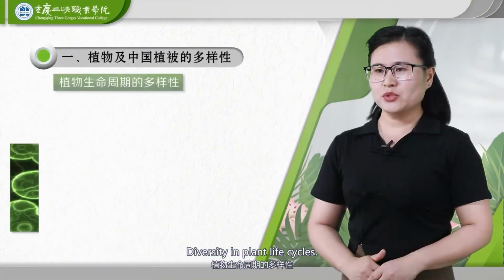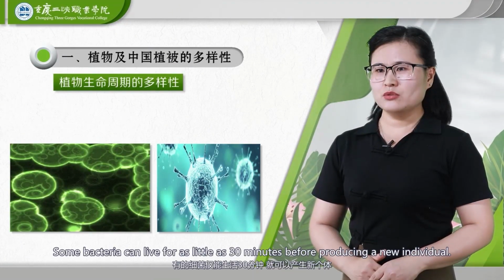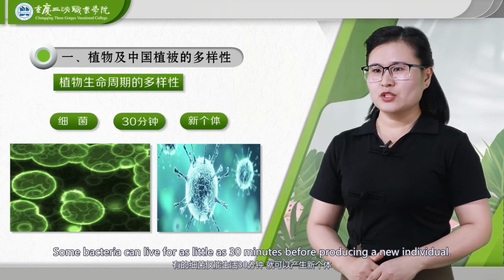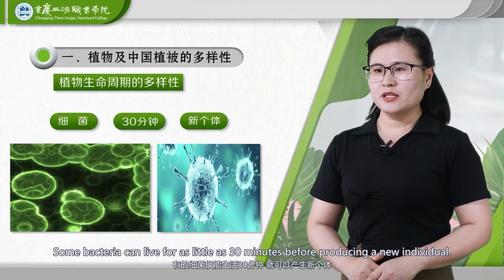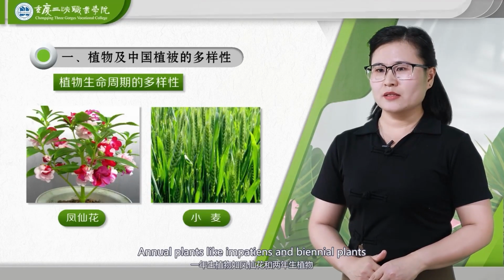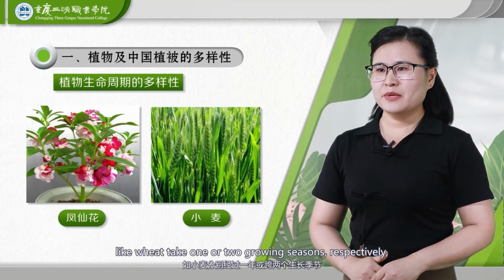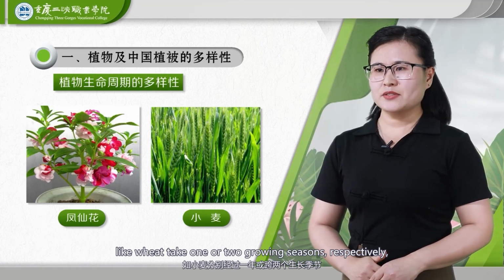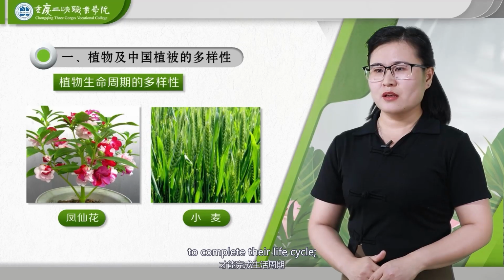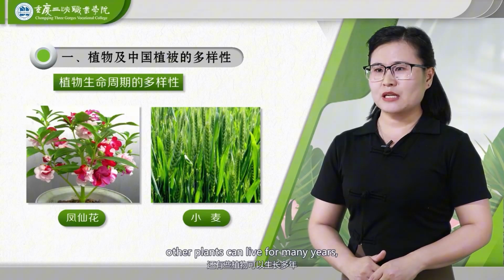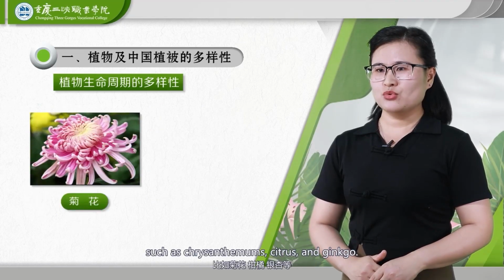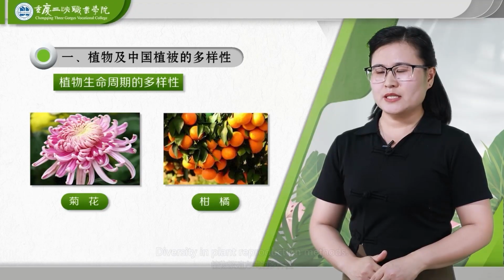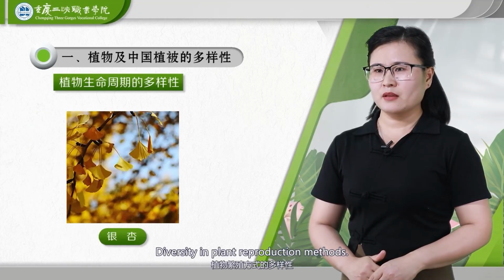Diversity in plant life cycles. Some bacteria can live for as little as 30 minutes before producing a new individual. Annual plants like impatiens and biennial plants like wheat take 1 or 2 growing seasons, respectively, to complete their life cycle. Other plants can live for many years, such as chrysanthemums, citrus, and ginkgo. Diversity in plant reproduction methods.